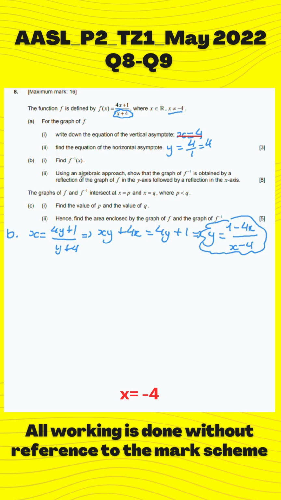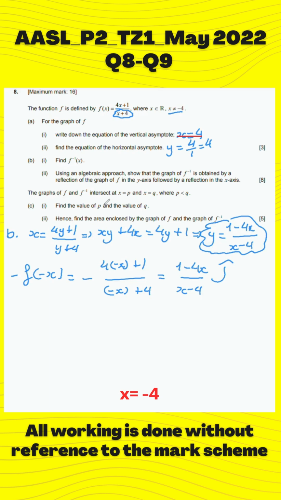Okay, now they ask us to use another method. Show that the graph of the inverse is a reflection across y followed by a reflection across x. So this is the reflection across y, and this will be the reflection across x. Just put it in the function f. So it will be negative of (4 times negative x plus 1) divided by (negative x plus 4). And I will apply this negative to the denominator, so it will be (1 minus 4x) over (x minus 4). Exactly like this one.